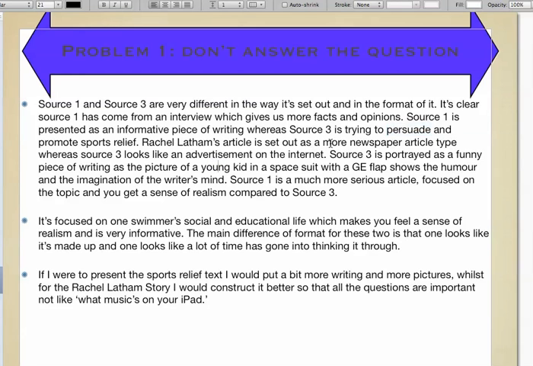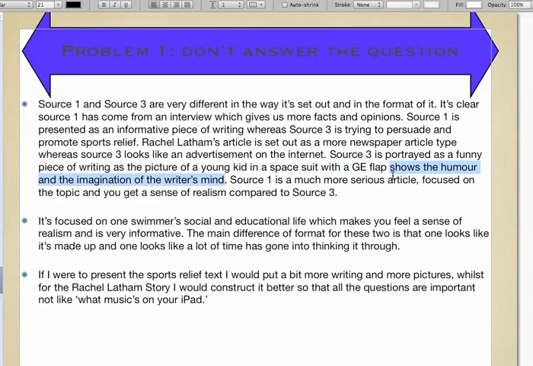Rachel Latham's article is set out as more of a newspaper article, whereas source 3 is an advertisement on the internet. Well, we know that already. That's not telling us anything new. It's not until we get to here. Source 3 is portrayed as a funny piece of writing, as the picture of a young kid in a spacesuit. That is the first time that the student mentions a presentational technique, and that's a big problem because you've wasted all this time. You've not got any marks so far. And it shows the humour and the imagination of the writer's mind.